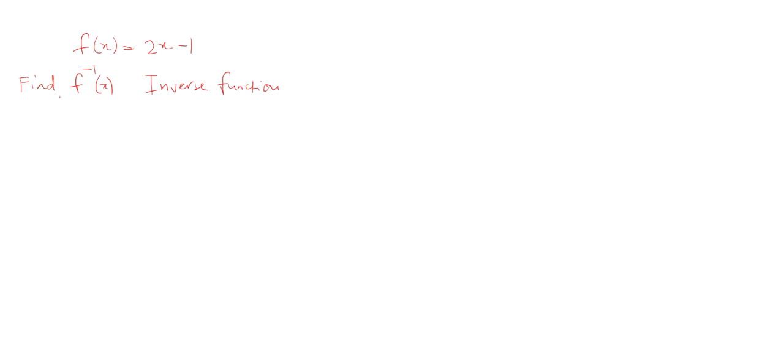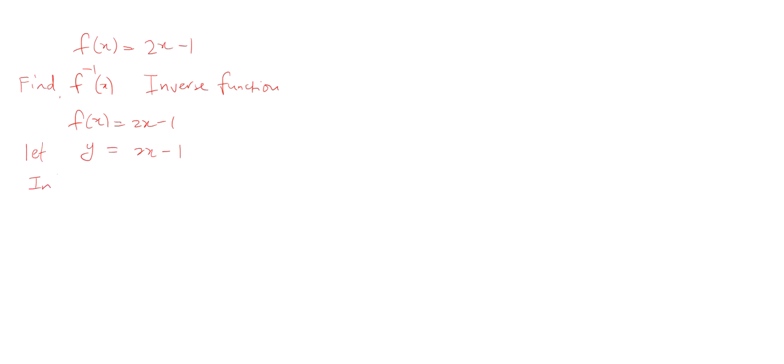Now, there are certain steps that we do in order to find the inverse of a function. So we start off with the function that they give us, which is 2x minus 1. Next step is to let y equal 2x minus 1. Pretty straightforward. Wherever we see f of x, we put y. Then the next step is to interchange x and y.